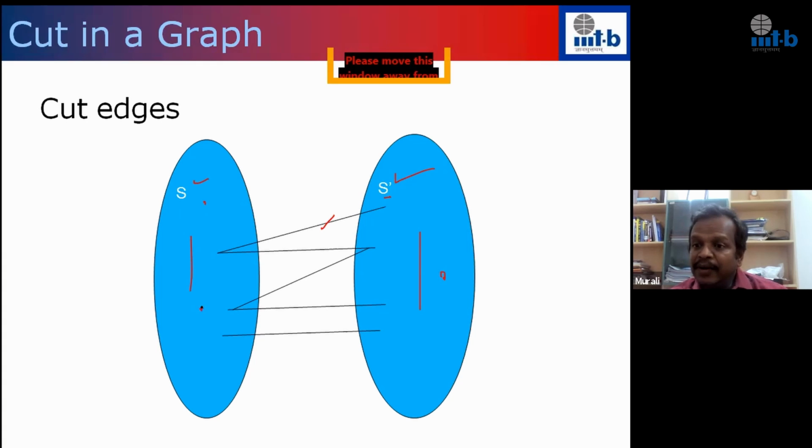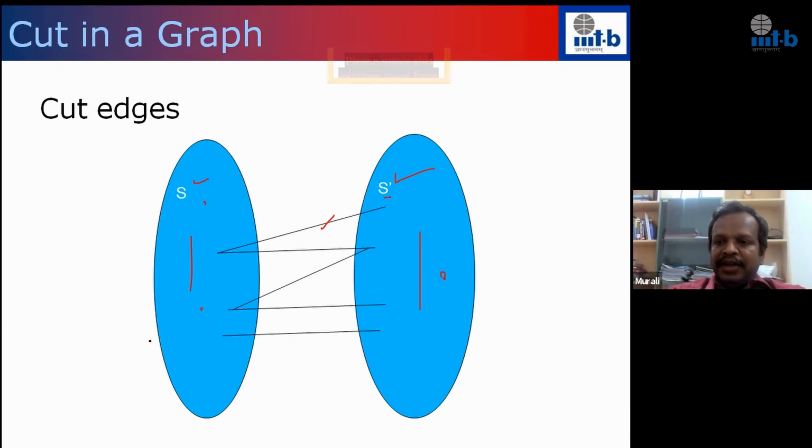That's why it is called a local search. You try to move it across. If the total cut value actually increases, then you move. You try for all the vertices in both sides, in S and S dash. So every vertex, every node in V, either belongs to S or S dash. You go through each of them.